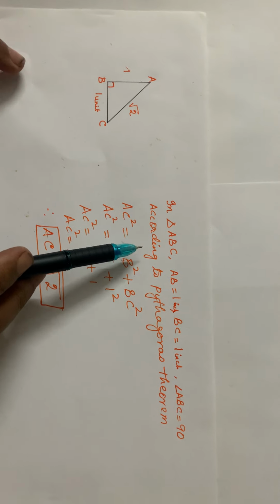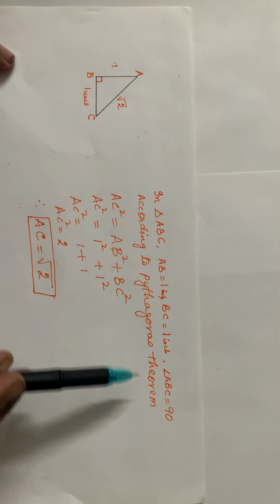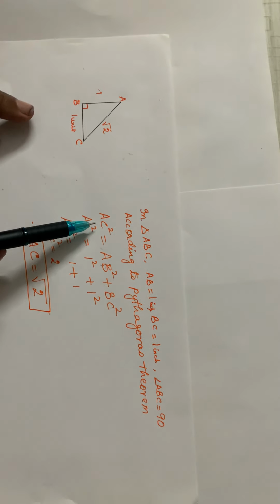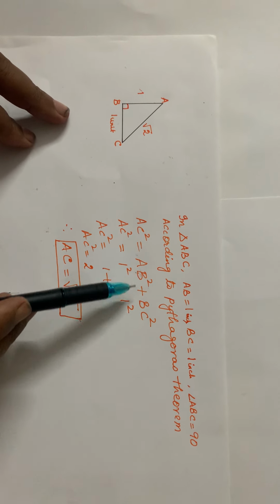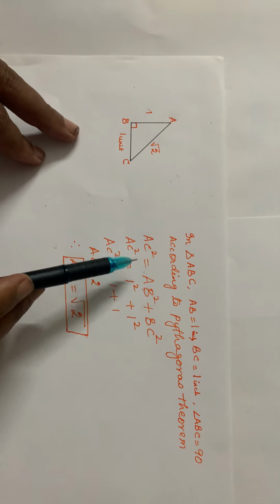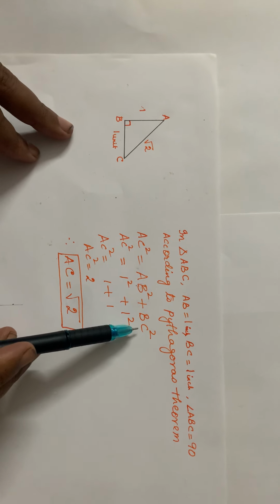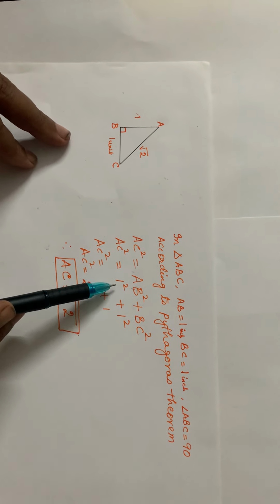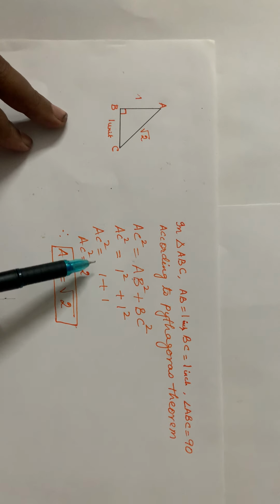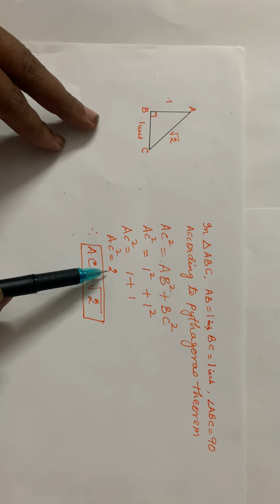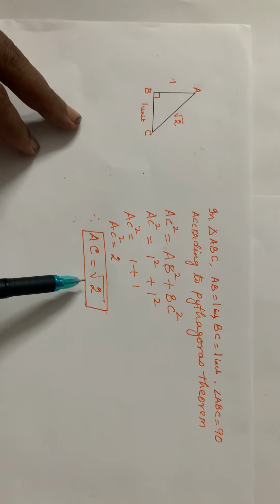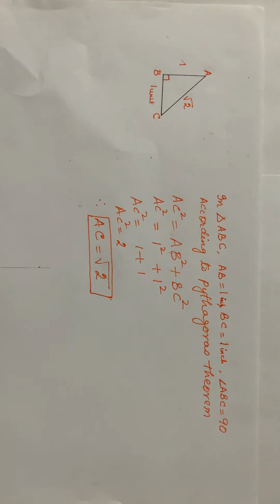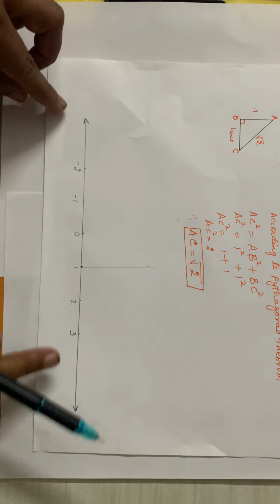For that we will use Pythagoras theorem. According to Pythagoras theorem, the square of the hypotenuse is equal to the sum of the squares of the perpendicular sides. So AC square is equal to AB square plus BC square. So AC square will be 1 square plus 1 square, will be 1 plus 1, that is 2. So AC square is 2. Hence, AC will be square root of 2. Now, let us show the square root of 2 on the number line.